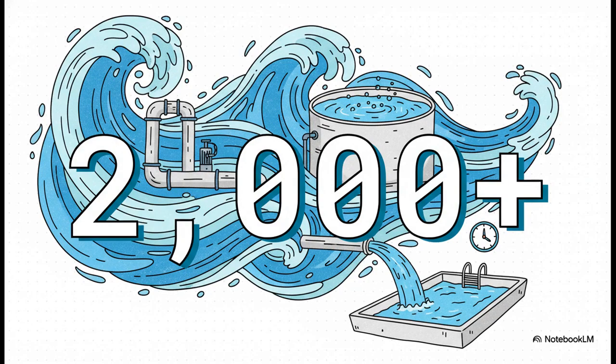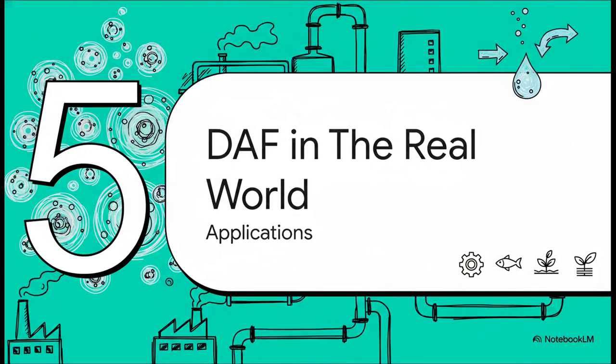So let's talk scale for a second, because this is where it gets really impressive. That high-rate PCL model we saw a minute ago, it can process over 2,000 gallons of wastewater every single minute. Now, to put that in perspective, that's enough to fill a typical backyard swimming pool in about 10 minutes. It's incredible. So, we've seen the engineering, we've talked about the tech, but where does this actually matter?